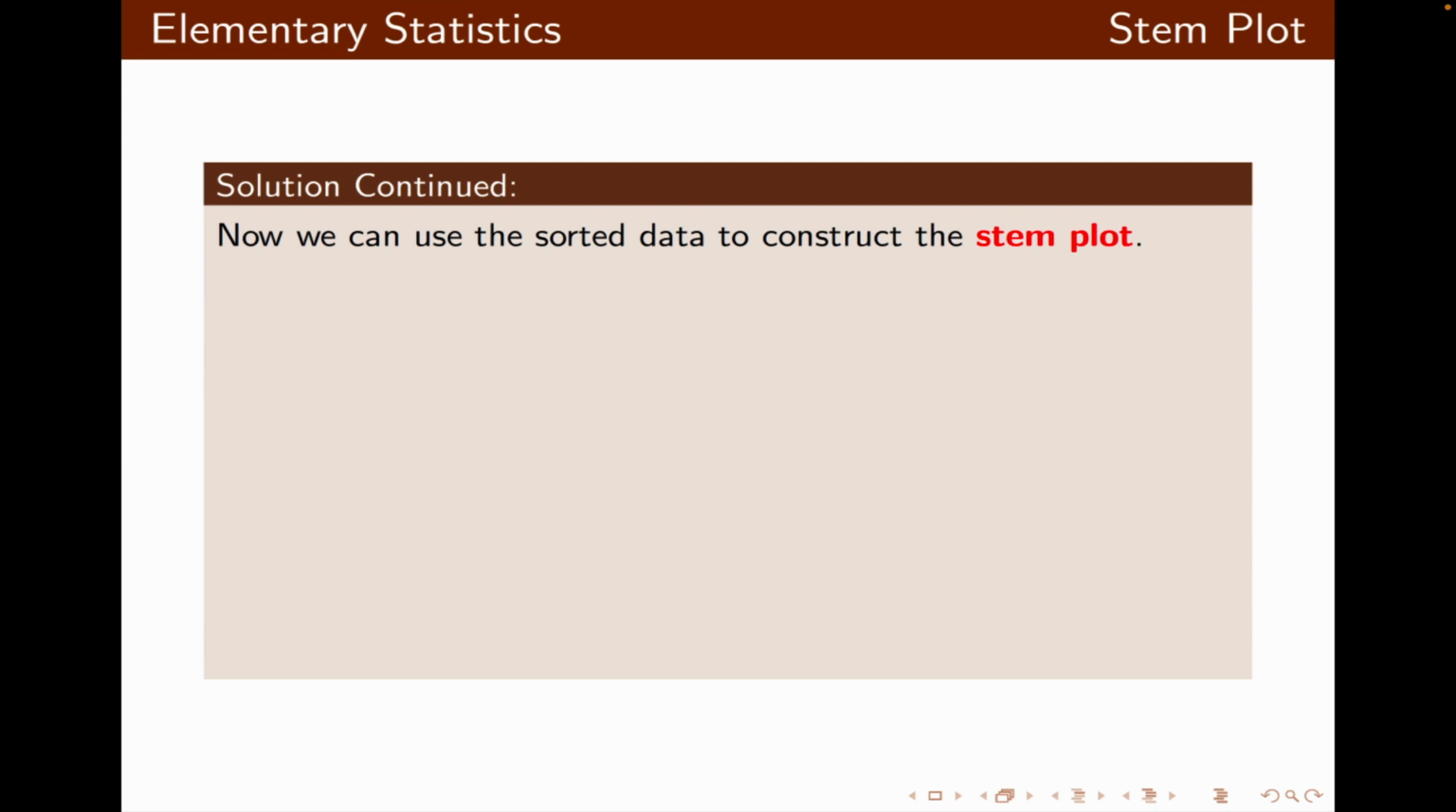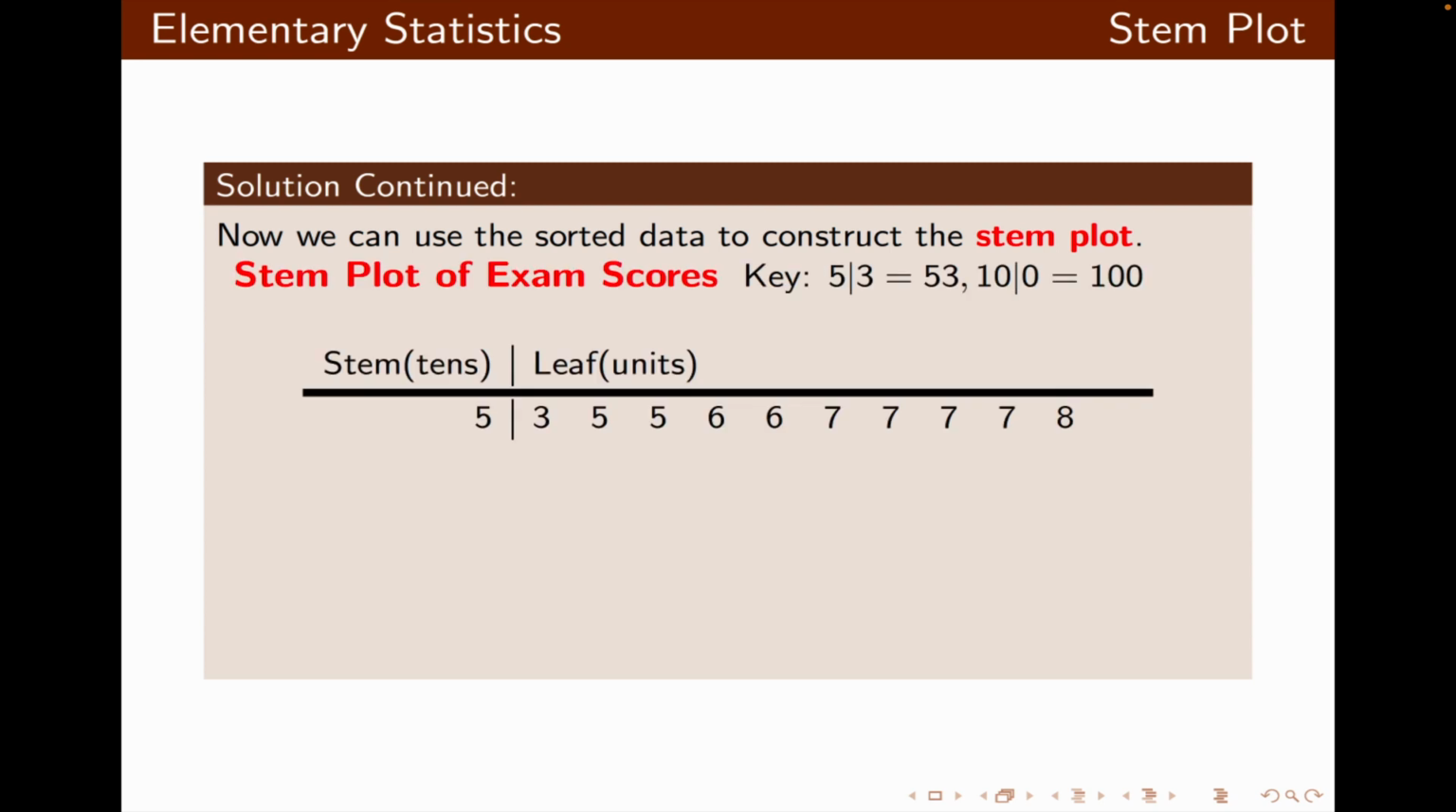Now we can use the sorted data to construct the stem plot. So the scores in the 50s would be 53, 55, 55, 56, 56, 4 of the 57s, and then 58. Now this row represents the 60s. So 61, 61, 61, 62, 63, all the way to 69.